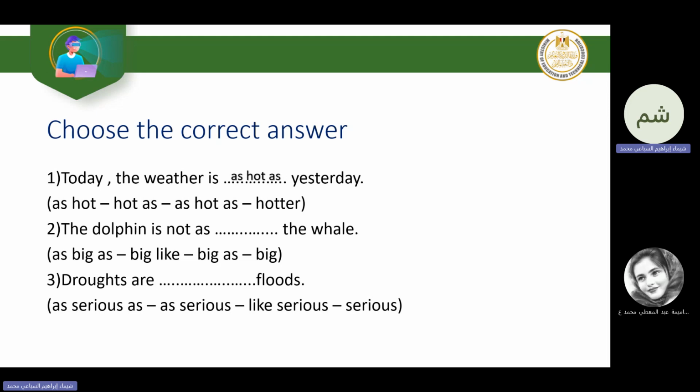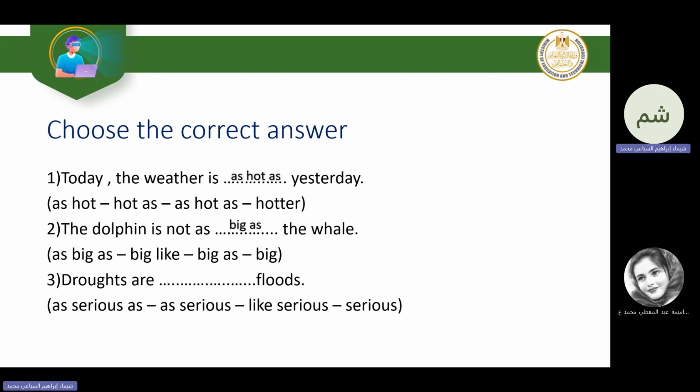Okay, number 2. The dolphin is not as, that's the whale. As big as, big like? No. Big as? Only big? No. Of course, the answer is as big as. So as is written here, so we are going to choose big as.